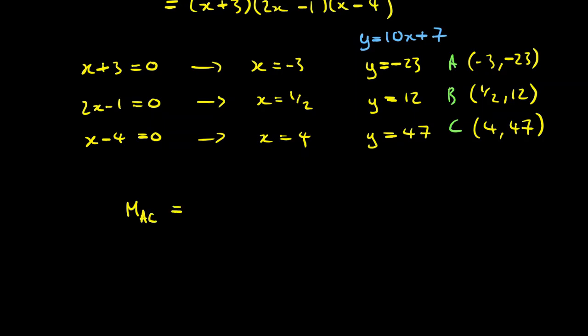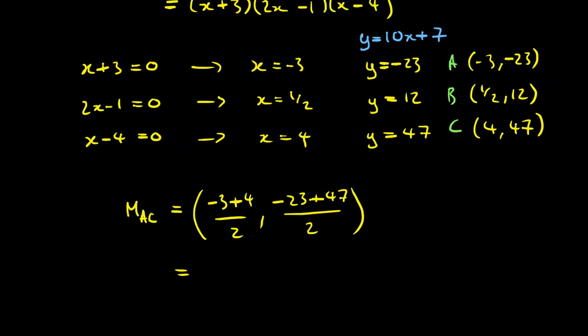How we do that is we add up the two x coordinates and divide by 2. So we're going to get negative 3 plus 4, divided by 2. I'm going to do the same thing with the y coordinates: minus 23 plus 47, and divide by 2. Minus 3 plus 4 is 1, divided by 2 is 1/2. Minus 23 plus 47 is 24, and 24 divided by 2 is 12.